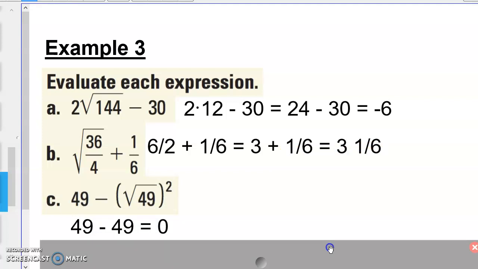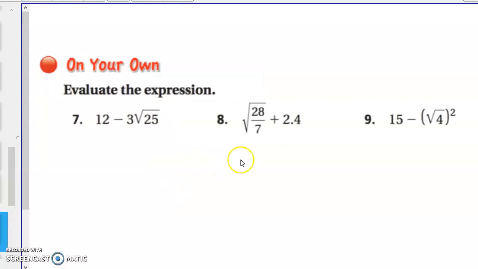All right, last one here. It says 49 minus the square root of 49 squared. Well, remember how I said that those two things are inverse operations of each other. So if I square root 49, I get 7, but then 7 to the second power would take me back to 49. So this problem is really 49 minus 49, which is 0. All right, you can pause the video and solve these ones on your own if you would like.